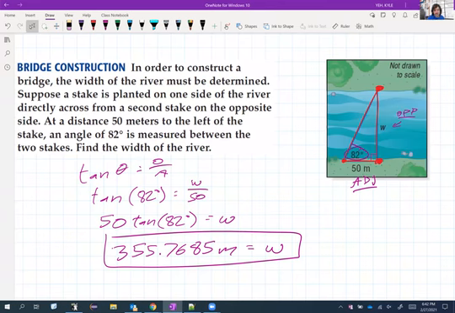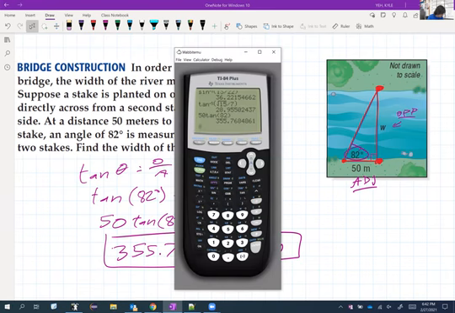All right, my final answer, 355.7685 meters is the width of our river. You can see I set up my tan equation, tan theta equals the opposite side over the adjacent. So W over 50, multiply by 50 on both sides, plug it in your calculator, and get around 356 meters.